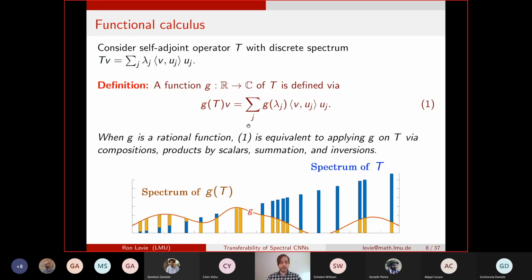And it also works for rational functions, where a rational function is a polynomial divided by a polynomial. So if we want to implement it directly in the graph domain, we also need to invert the polynomial. And again, we get exactly the same definition both ways.